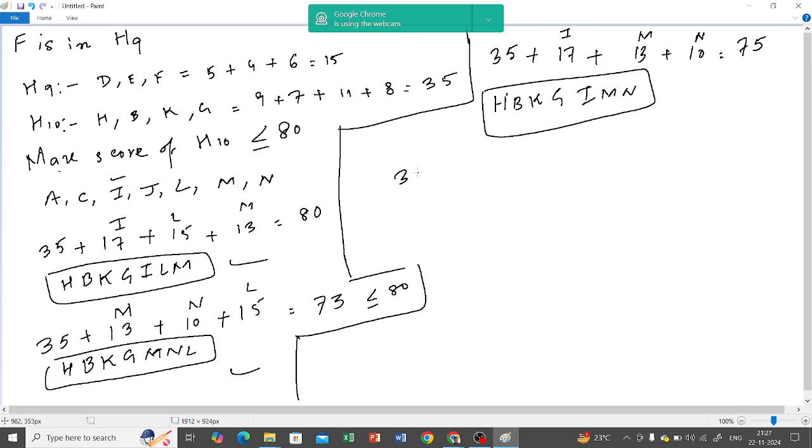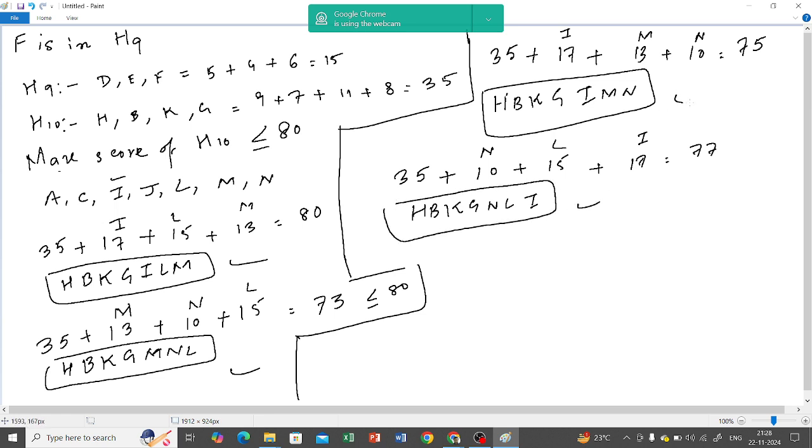Okay, next we can go for again 35 plus 10, which is N, plus 15, which is L, plus 17, which is I. That will give you 77. So this is again a valid team. Okay, understood? You see, apart from this, there are no team combinations possible. This is the maximum that is possible. So all these different teams are for the fact that F is in H9.